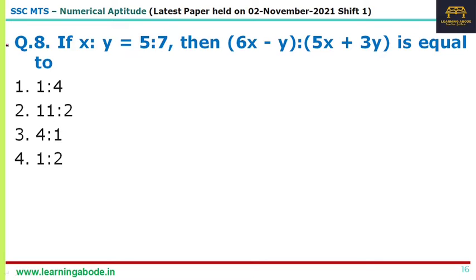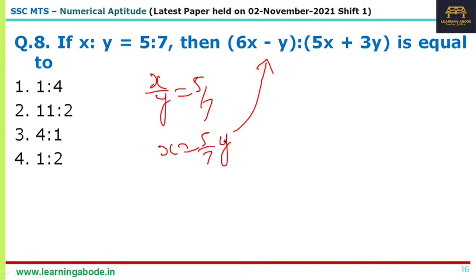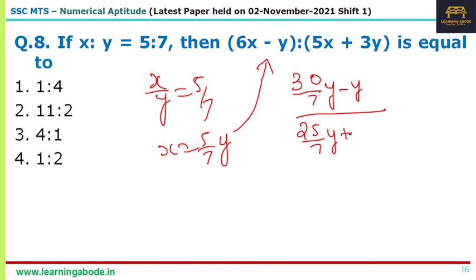There are different ways in which you can do this. I'll just go for a simple way. So x is to y is equal to 5 by 7. So you can write either x equal to 5 by 7y or y equal to 7 by 5x, whatever. Then you can substitute this in this equation. If x is 5 by 7y, then the first one is 30 by 7y minus y, whole divided by, this will be 25 by 7y plus 3y.